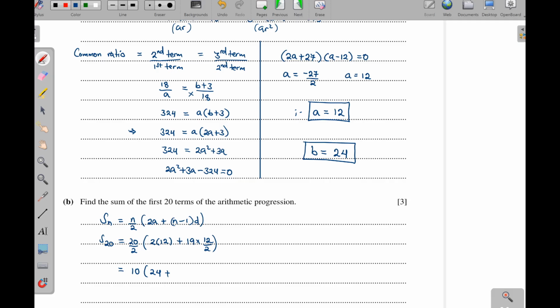19 times 6, we can have 6 times 20. What do you get? 120. Then minus a 6, that will give you the 19 sixes. So 120 minus 6 is 114. Now when we add these, 24 plus 114 will be 138. Then times 10, which will be 1380. That will be our final answer.